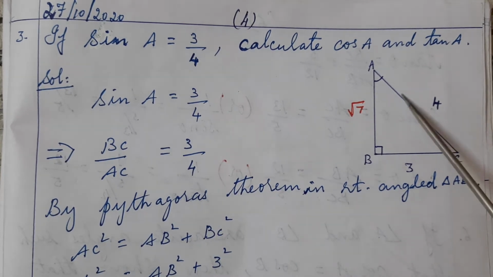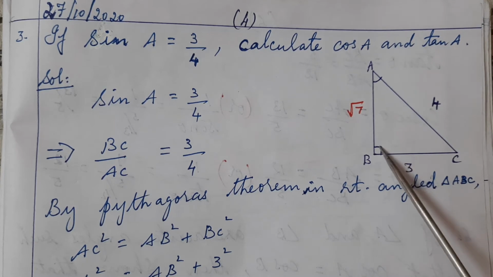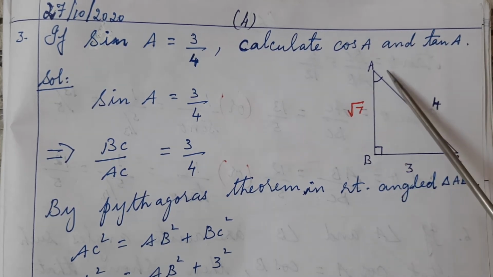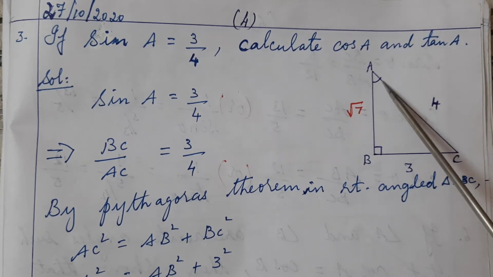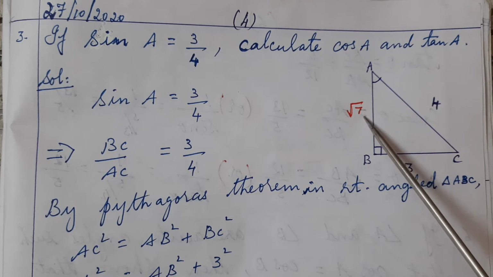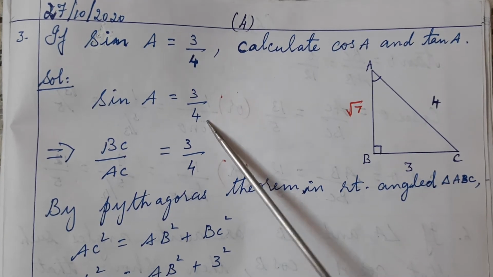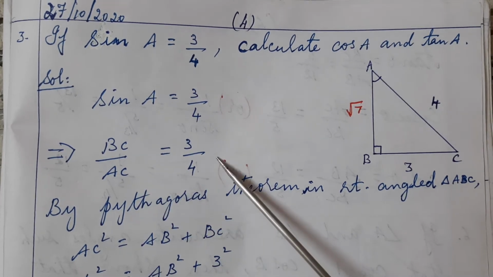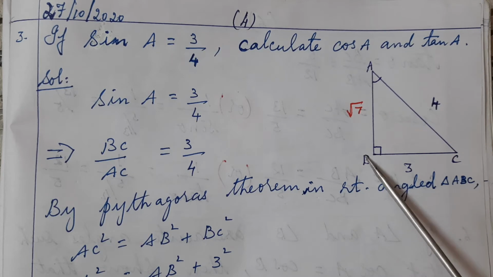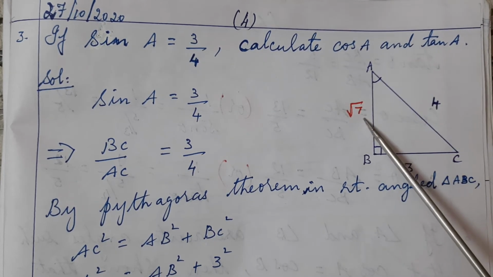Now here I have taken a triangle ABC. Now B is right angle 90 degree, opposite to B is hypotenuse. Now I want sine of angle A. So opposite to A is BC and adjacent side is AB. Here sine is 3 by 4. That means BC by AC is 3 by 4. So now we don't know what is AB. Because we have to find cos A and tan A, we need to find adjacent side.